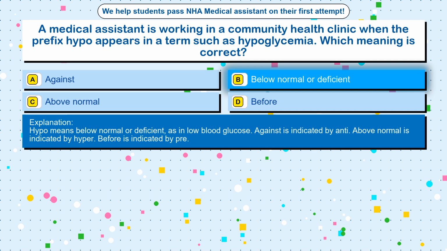Hypo means below normal or deficient, as in low blood glucose. Against is indicated by anti. Above normal is indicated by hyper. Before is indicated by pre.